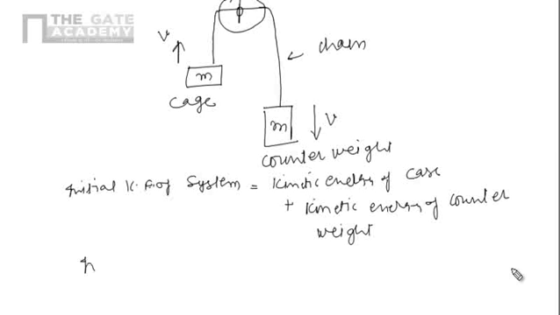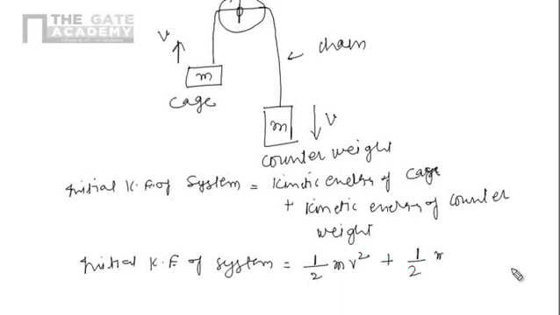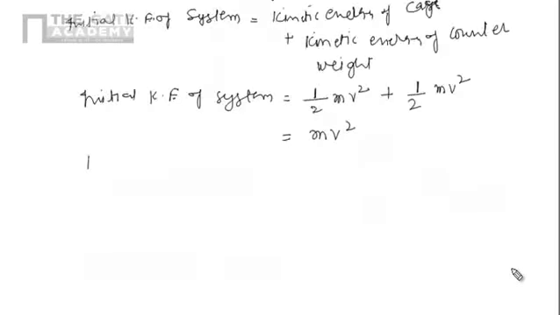So the initial kinetic energy of system: kinetic energy of cage is 1 by 2 mv square, and for counterweight also 1 by 2 mv square. So we will get mv square. That is the initial kinetic energy of system. Final kinetic energy of system means finally it will be at rest, so final kinetic energy of system will be 0.